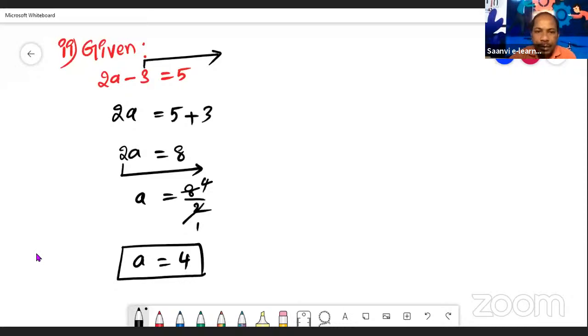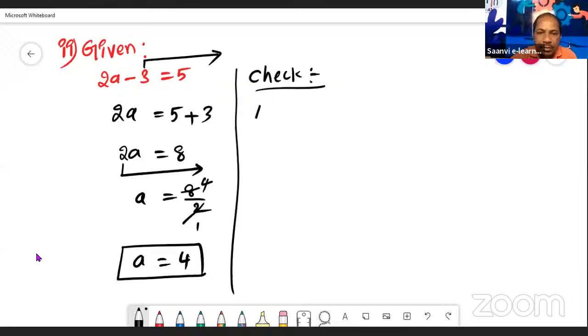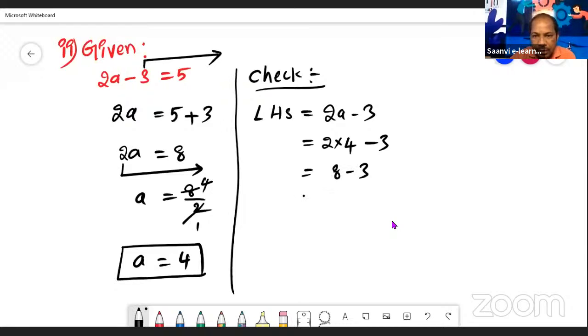Okay, we have got the solution. Now check the result. First of all, you take LHS. How much is LHS? 2a minus 3 is the LHS value. So let us say 2a. 2a means 2 into a, no? 2 into a value. How much did we get for a? 4. So in the place of a, write 4, minus 3. How much do we get? 2 into 4. 2 4s are 8, minus 3. 8 minus 3 how much? 5. So the LHS value we have got is 5.